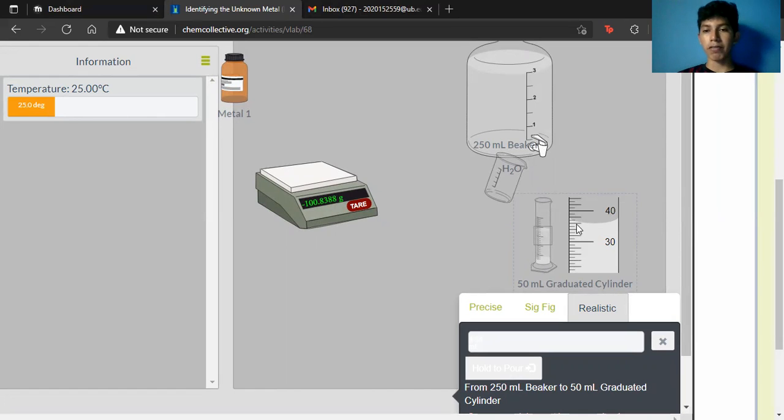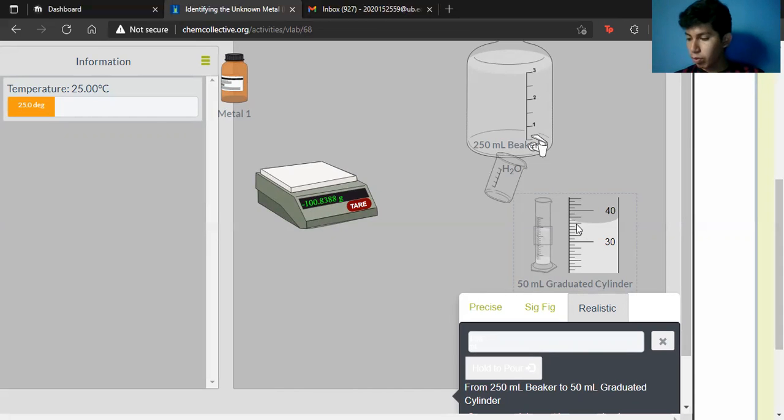So now to find the volume of the metal itself, I'm going to find the difference between the initial and the final volume, which is this volume here. So I'm going to do subtraction between this reading, which is 36.1, minus the initial reading, which is 31.5, which gives me 4.6. Okay. Now that we have the mass and the volume of the metal, we're going to do a simple division between mass and the volume to get the density of the metal.